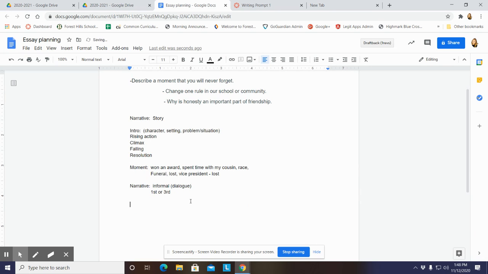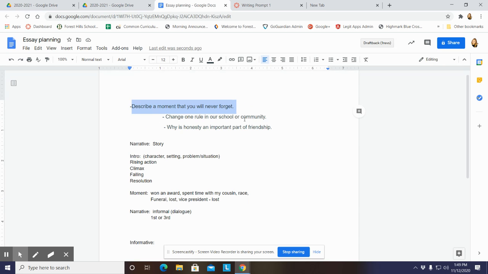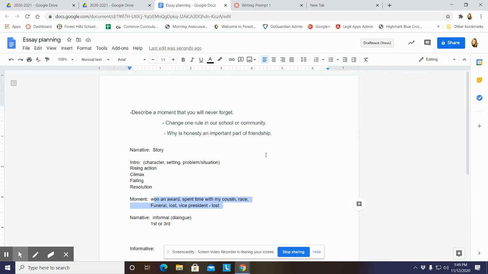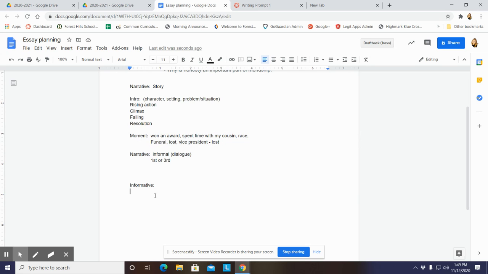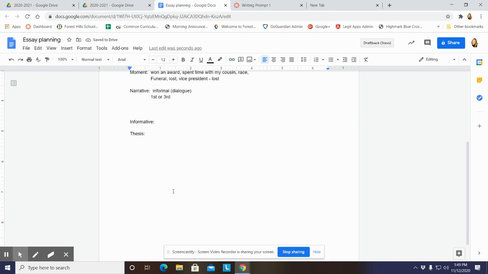Now, if I am writing an informative essay, I think those are probably the easiest. I'm going to plan a little bit differently, but I still want to plan with lists. A moment that I'll never forget, I still might start with these plans. The difference now is when I am focusing and I finally choose, my thesis is going to be very specific. I am now going to use the words in the prompt and say, a moment that is unforgettable, or a moment that I would never forget.